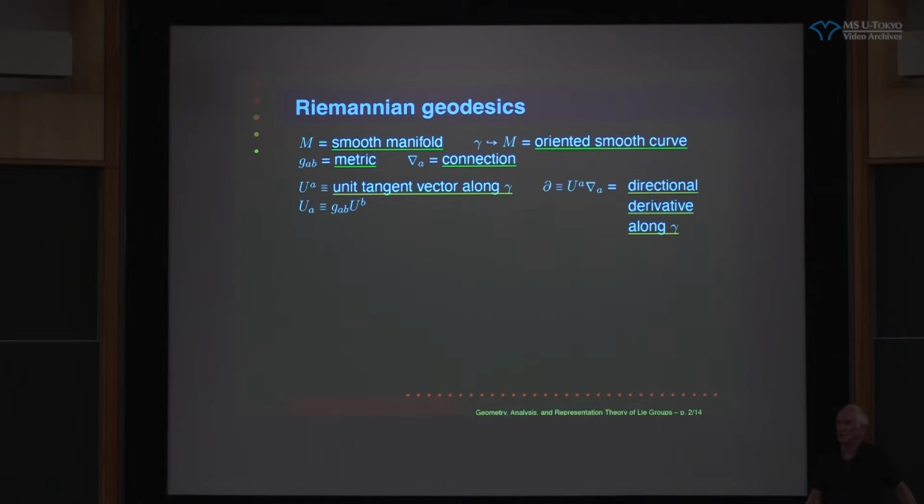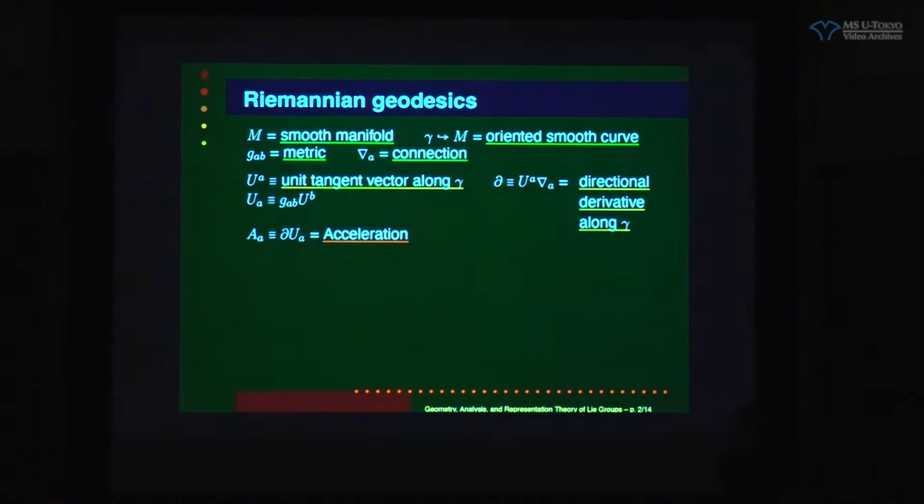Now of course if you have a Riemannian metric, there's no real distinction between tangent vectors and cotangent vectors, or one forms and vector fields. So if I just lower the index like that, that is a one form which is just as good as the unit tangent vector. And then if you differentiate that thing again, you get the acceleration, which again I'm going to think of as being a one form.